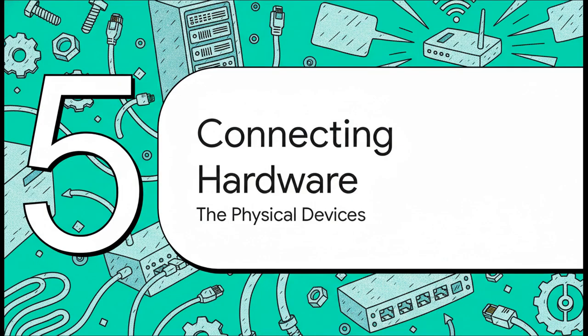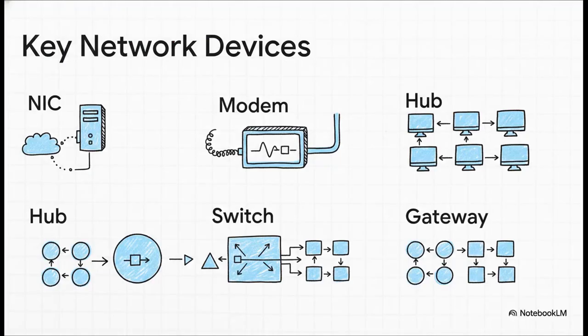Okay, we've talked about concepts, rules, blueprints, all the abstract stuff. But what about the actual physical things? For our last section, let's get our hands dirty and look at the hardware, the nuts and bolts that make any of this possible. Let's run through the major players. First, every single device needs a NIC, a network interface card. It's your ticket to get on the network.